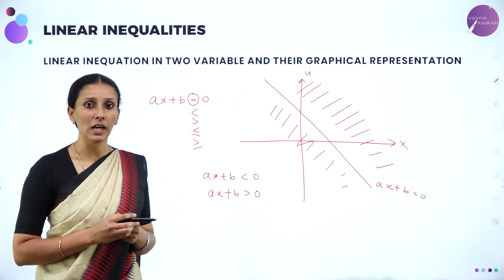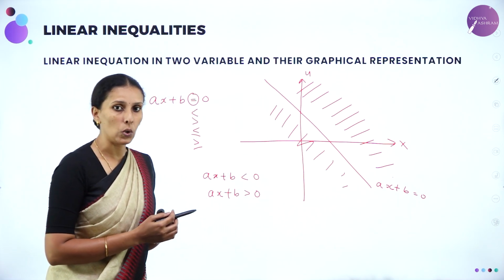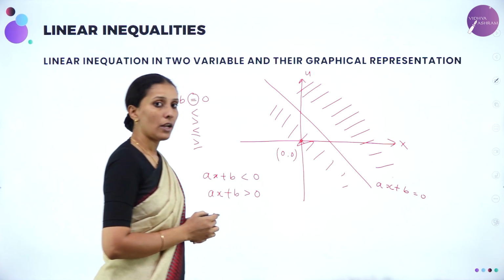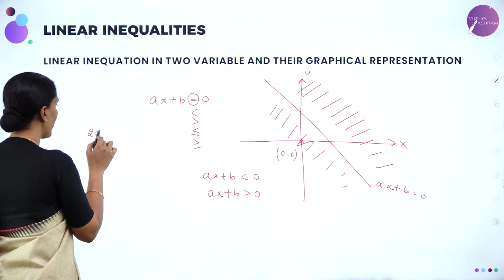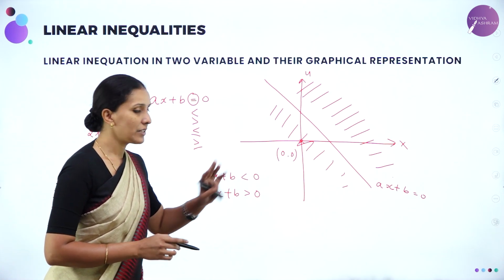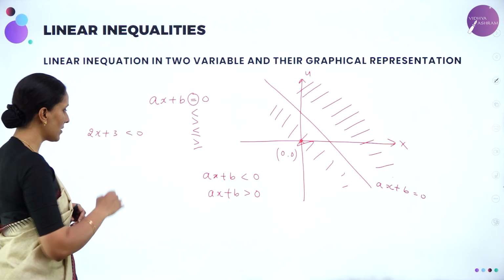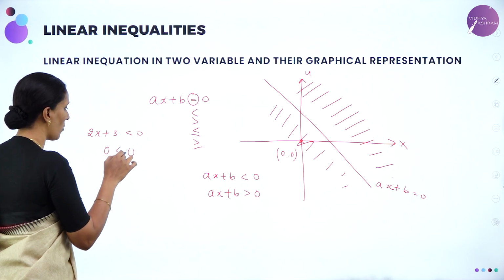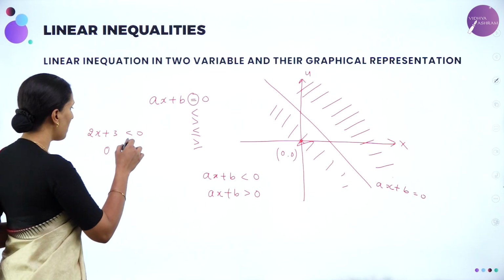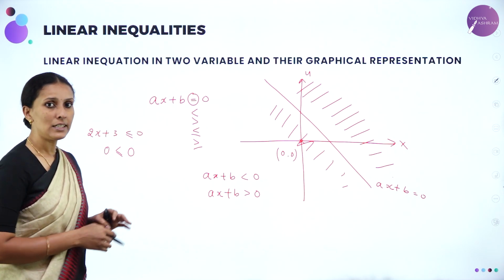So how to find out this solution? Whenever a line is drawn, consider any point from the coordinate plane. For instance, I'll consider 0, 0. Now let me assume an inequation 2x plus 3 less than or equal to 0. If I take the point 0, 0, which means x is 0, y is not there, so we'll just take the value of x. So clearly we'll get 0 less than or equal to 0. So here 0 less than 0 is a false statement. If we replace this by equality, then it is a true statement. That means this point lies in the solution region.